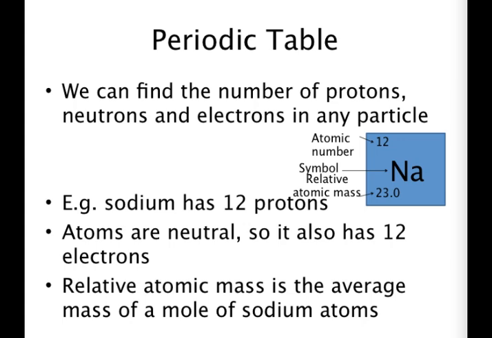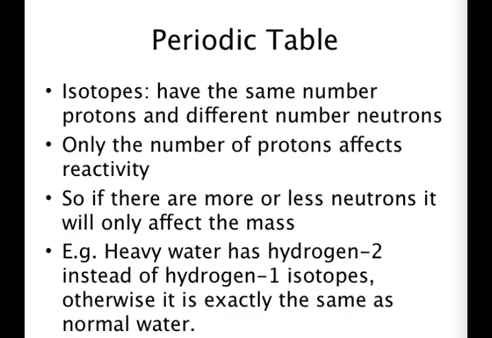The mass on the periodic table is the relative atomic mass, which is the average mass of a mole of atoms. We don't need it here at the moment. So long as an atom has the correct number of protons, it will have the same reactivity. Isotopes have the same number of protons, but a different number of neutrons.